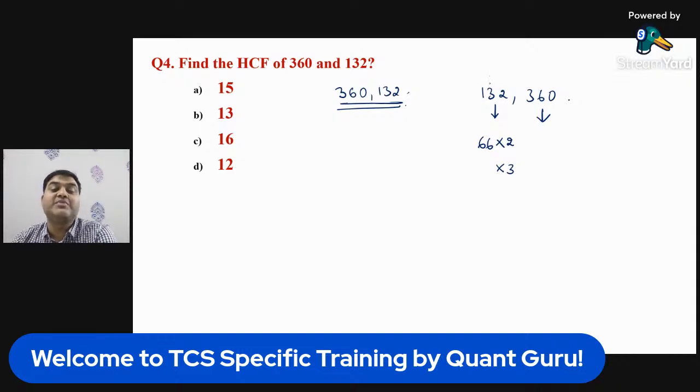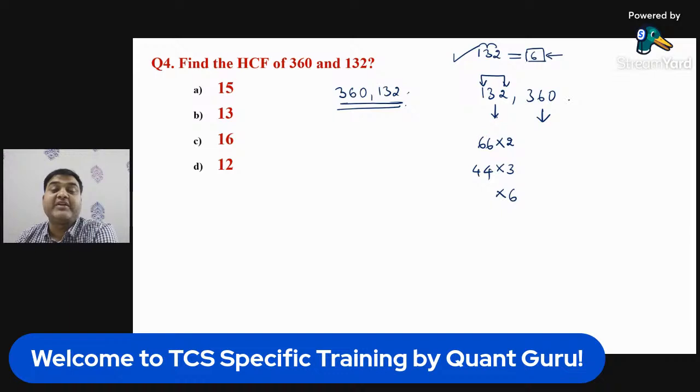Why? What is the divisibility rule for 3? How to check whether the number can be divided by 3? 132 is there. Just add the digits: 1 plus 3 is 4, 4 plus 2 is 6. If the sum can be divided by 3, then the number is divisible by 3. So it is divisible by 3. 4 threes are 12 and again 4 threes are 12. As it is divisible by both 2 and 3, the number will be divisible by 6 as well.